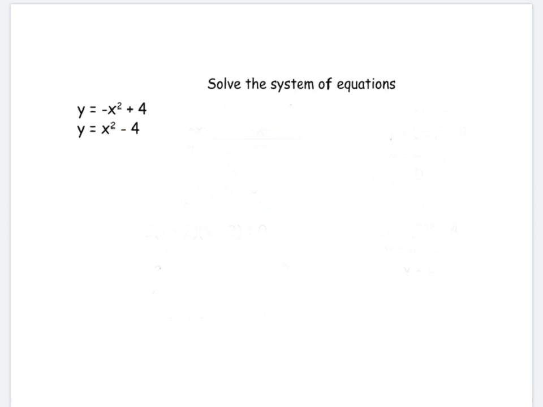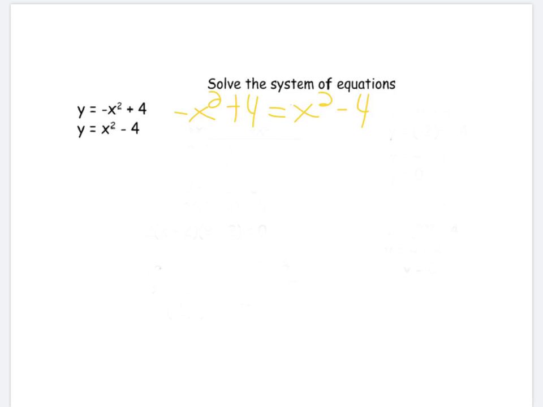So I want to take a look at one more example, this time them both having quadratic equations. So again, I want to use the substitution method to substitute negative x squared plus 4 in the second equation where the y value is. So I have negative x squared plus 4 being equal to x squared minus 4. So I want this to be set equal to 0.